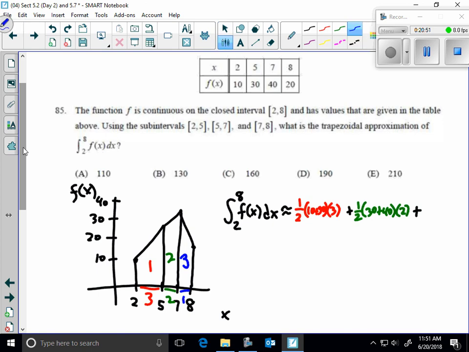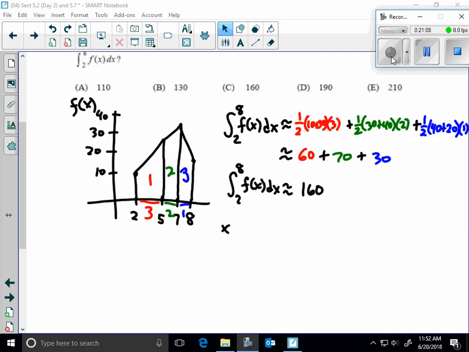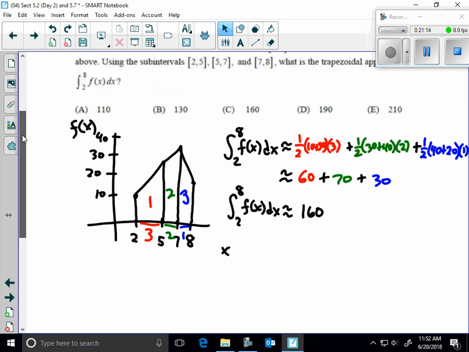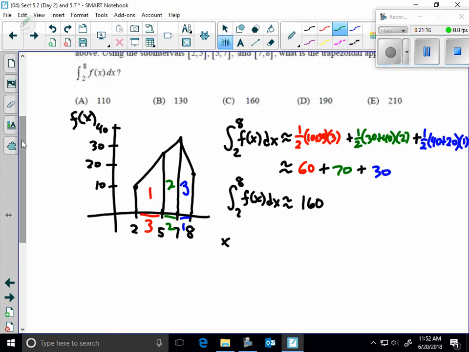Okay, and then we've got 1/2. Our two bases are f of 7, which was 40, and f of 8, which is 20, and the distance between them, the height, is 1. I'm going to go off camera, simplify, and we'll see what we get. Okay, according to my trapezoidal Riemann sum in these three subintervals, I'm getting 160. There's no units attached, so it looks like my answer will be C.